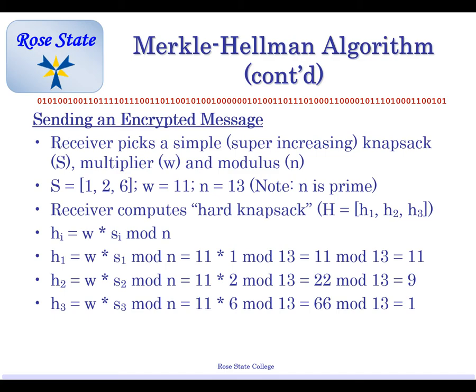Maybe 3. The way you read this is H sub i is equal to W times S sub i mod N. In other words, the first H value will be equal to W times the first S value mod N. So in other words, the first H is equal to W, which is 11, times 1, which is the first S value, mod 13. Everybody see that? All right. So, 11 times 1 is 11.